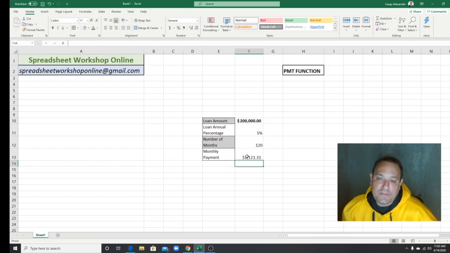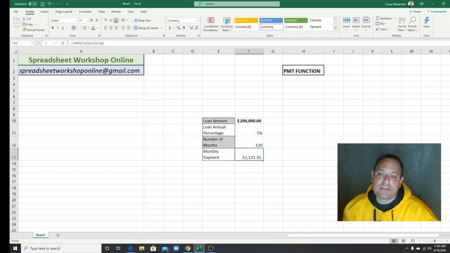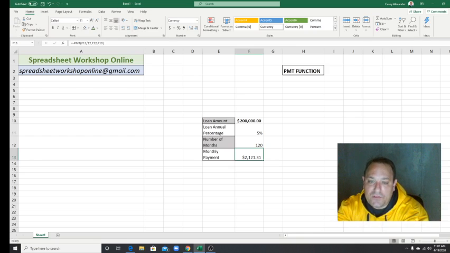And basically what that's going to be is $2,121.31. So if you have a $200,000 loan and you want to pay it off in 10 years at 5% interest, you're going to have to pay $2,121.31 per month, and that's going to be every month. That's how you get your monthly payment for this type of loan.